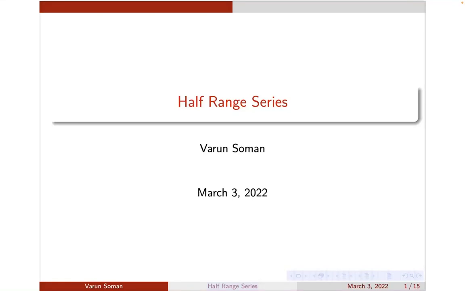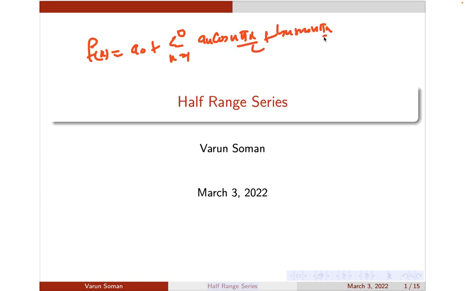So far we have discussed Fourier series and how to write the Fourier series of a general periodic function. So what is it? It is f of x equal to a0 plus sigma n equal to 1 to infinity of an cos n pi x by L plus bn sin n pi x by L, where the value of a naught is 1 by 2L times the integral over the given interval, that is c to c plus 2L, of f of x dx.